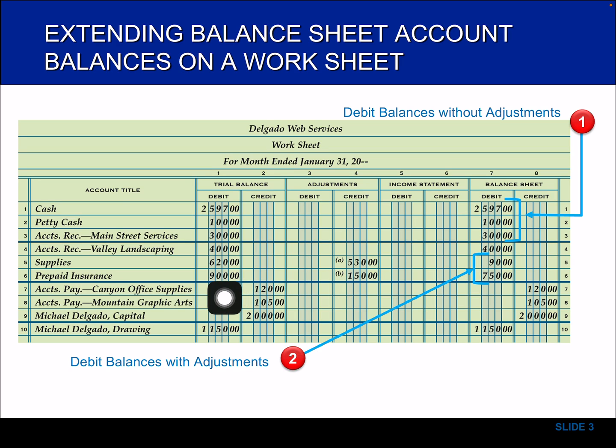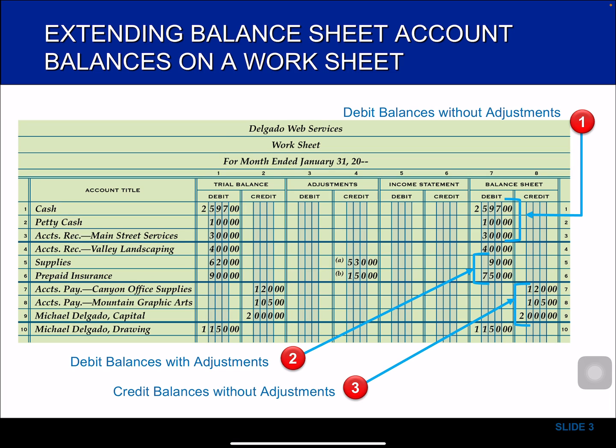The same thing with prepaid insurance. We start with a debit of $900, a credit of $150, so we have to subtract, and our new balance for prepaid insurance is a debit of $750. So we'll extend the debit balance with adjustments. Then we are going to extend the credit balances without adjustments. And we will extend our drawing account.